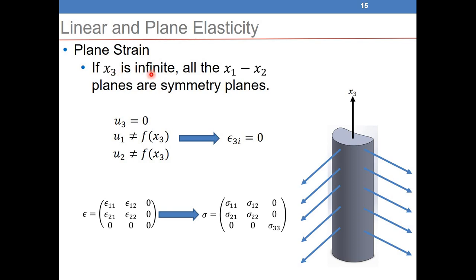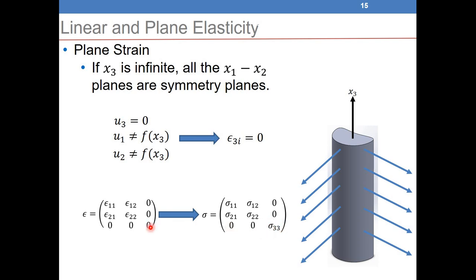If x3 is infinite, of course, when we say infinite, we don't mean the mathematical infinity because that's not in real life. But when we say infinite, it means that x3 is too large compared to the other two dimensions. And because the length is too large, delta L over L will be almost equal to 0. So that's why we'll have epsilon 3 equal to 0. When I write the strain state, all the strains here will be equal to 0. But here we need to pay attention that, as we said, if the normal strain is equal to 0, the normal stress does not need to be equal to 0.